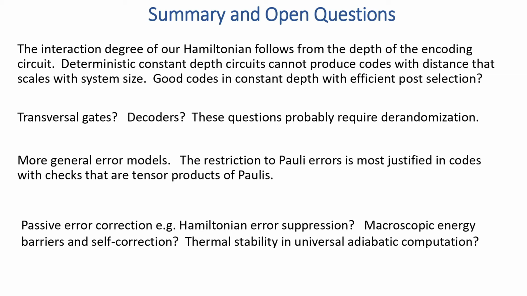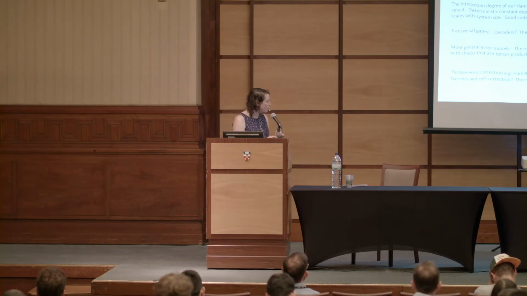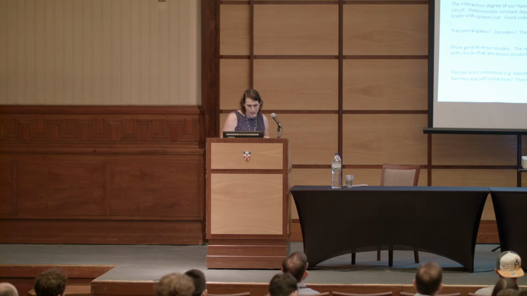So, is it possible to have good codes in constant depth with efficient post-selection? Then we might be able to extend the result we have here. Some natural questions: do these codes have transversal gates or efficient decoders? Those questions probably require de-randomization. Remember, this is a framework that you can plug a variety of codes into.